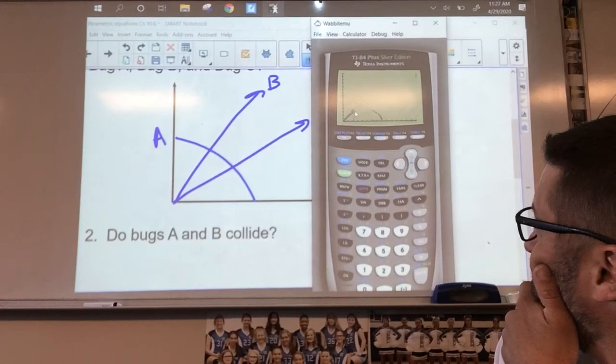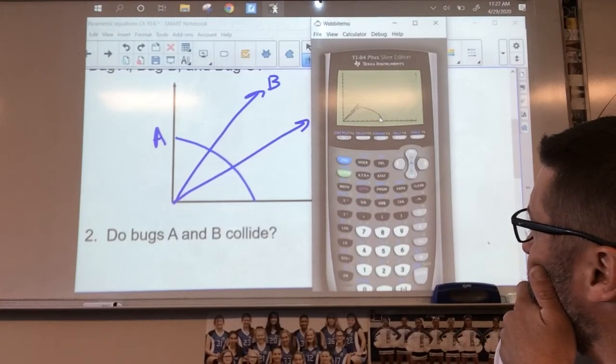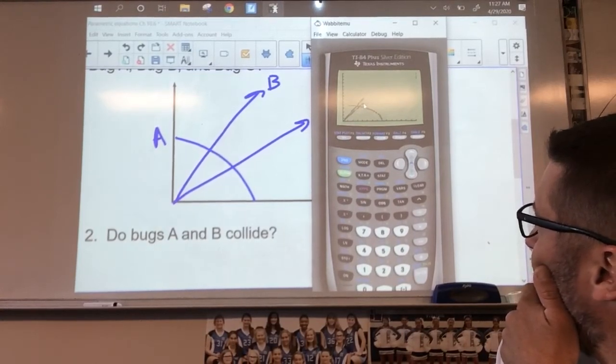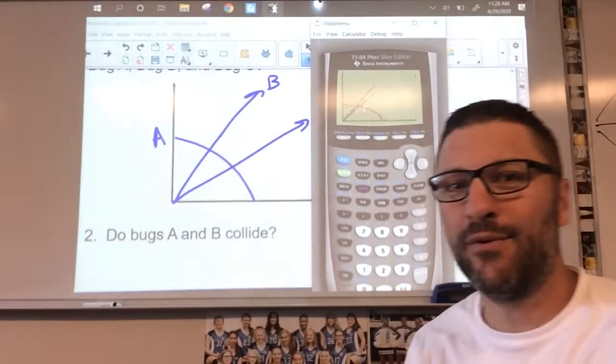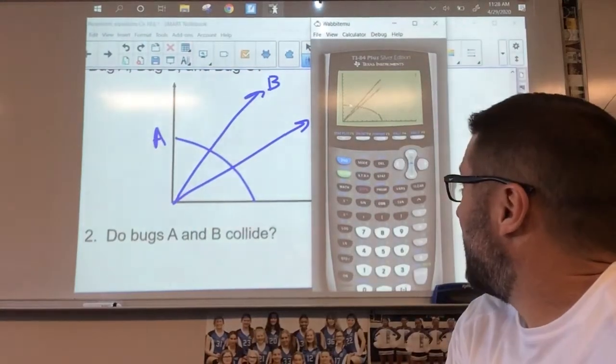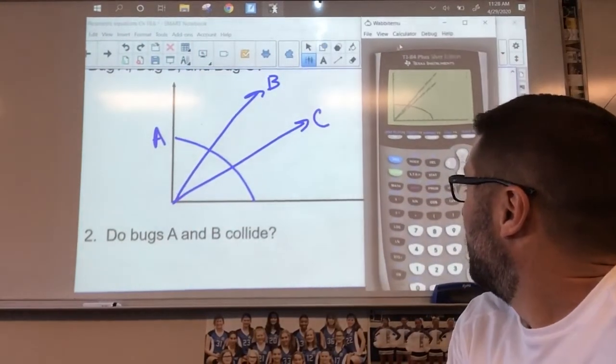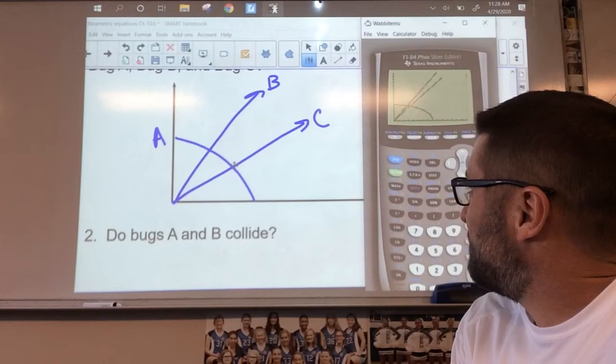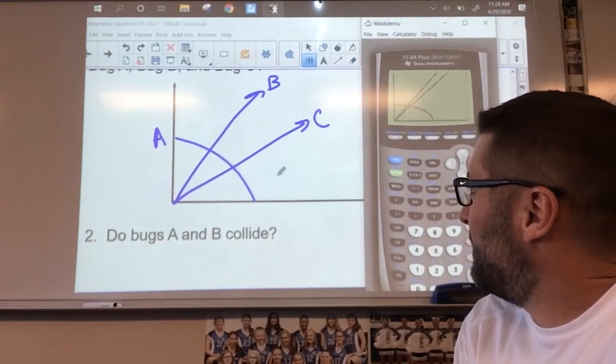So there's one bug, and there's splat! That bug right there and this bug right here, they splatted. This one got out of the way, so we did not have bug splat. So it looks like to me, bug A and C went splat right here, but bug B scooted by.